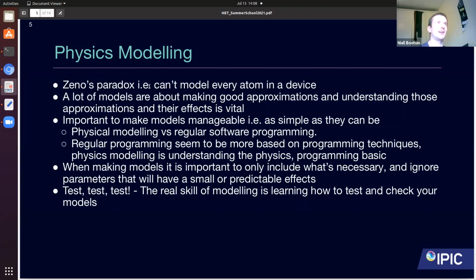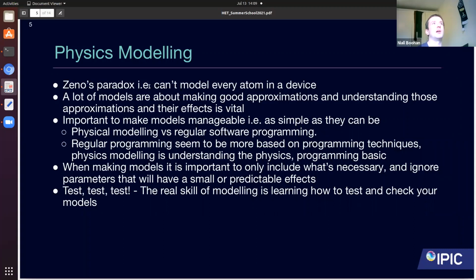So I suppose what I'm trying to get at is these models aren't completely correct, but they are correct enough to give a right answer or an answer you'd be confident in. Yeah, so physics modeling is about making good approximations, and understanding the approximations is what's very important.